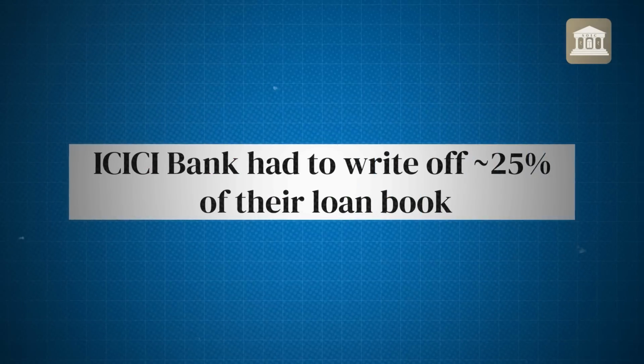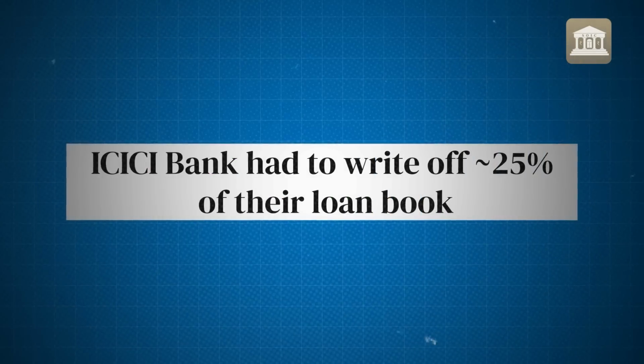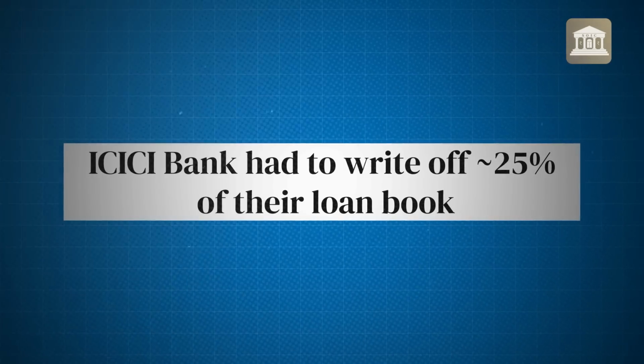Because ICICI Bank, the business that they built between 2006 and 2010, entirely blew up between 2011 and 2012. Why so? Because they had to write off nearly 25% of their personal finance loan book, the loans that they gave directly to the consumers. So that was the extent of write-off they had to do.